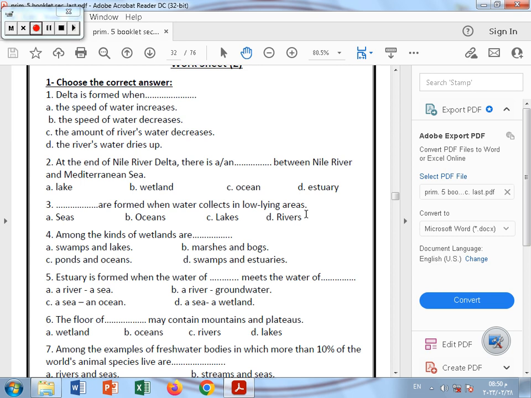Excellent. Number 4, among the kinds of wetlands are, very good, swamps and ponds, or marshes and bogs. That's all for this lesson, and thank you for listening.